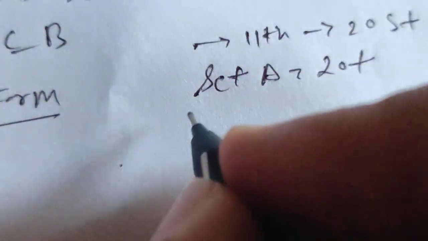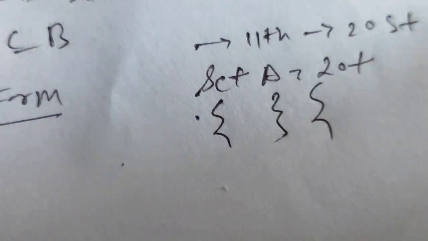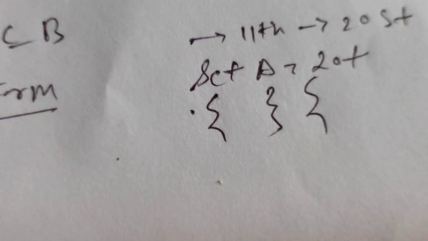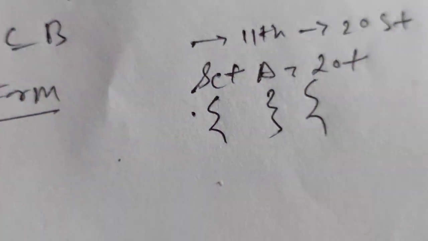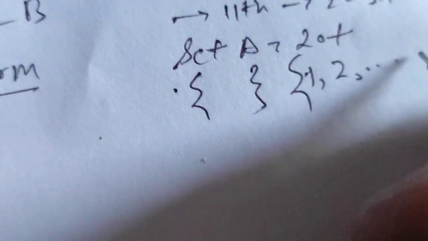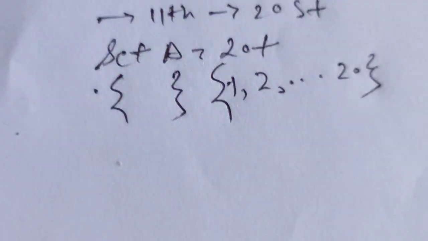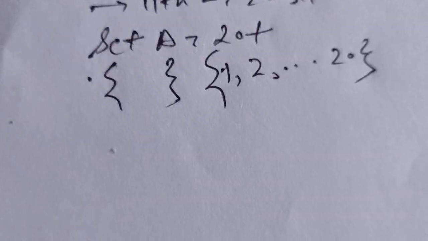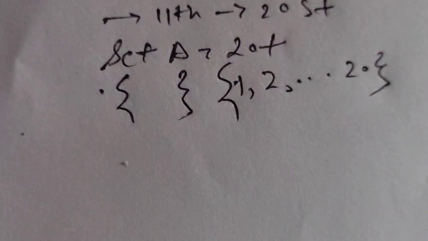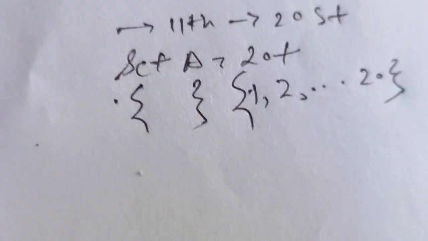Now the roster form generally uses curly brackets. In the curly brackets we list all the students using commas, like roll number 1 student, roll number 2 student, up to roll number 20 student. This is called the roster form. Roster form means we write all the members separately, denoting them using commas.